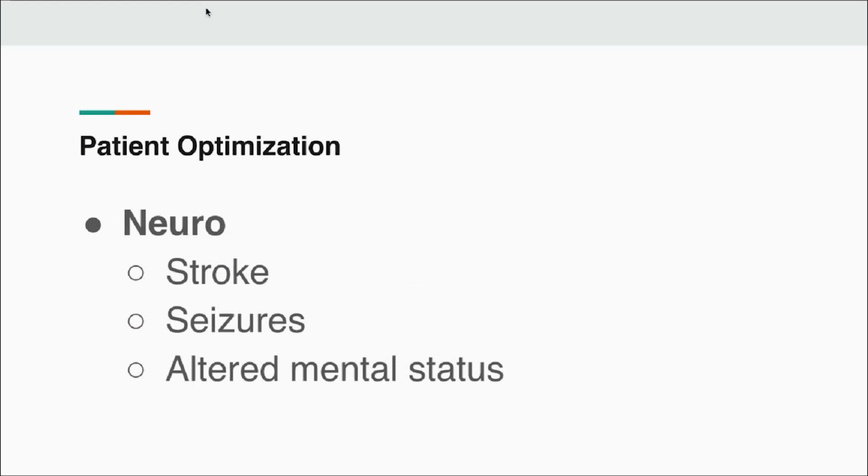Do they have a history of seizures? Have they had any recent seizures? Are they taking their seizure medications as prescribed? Or is their mental status altered? Is a family member there that's telling us that they're just not themselves? Is something different today? Is the patient going through alcohol withdrawal?